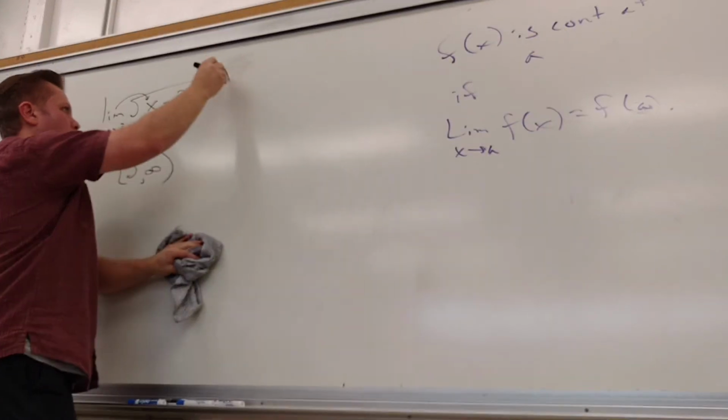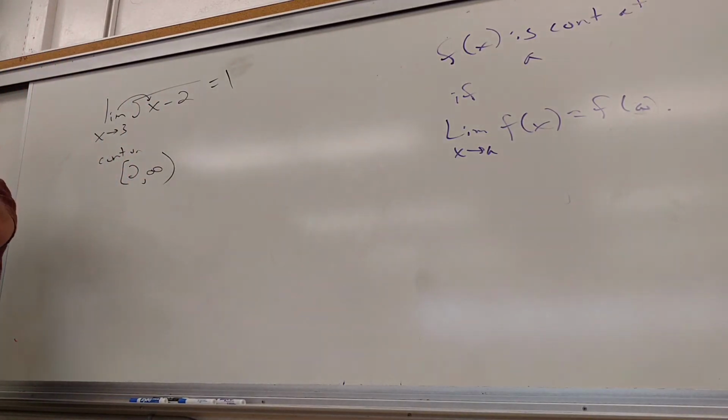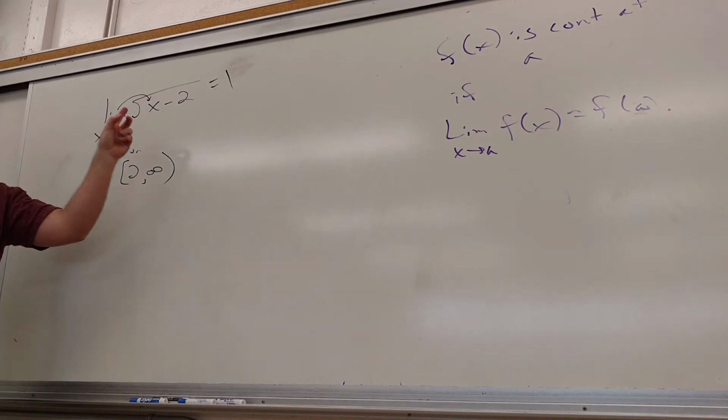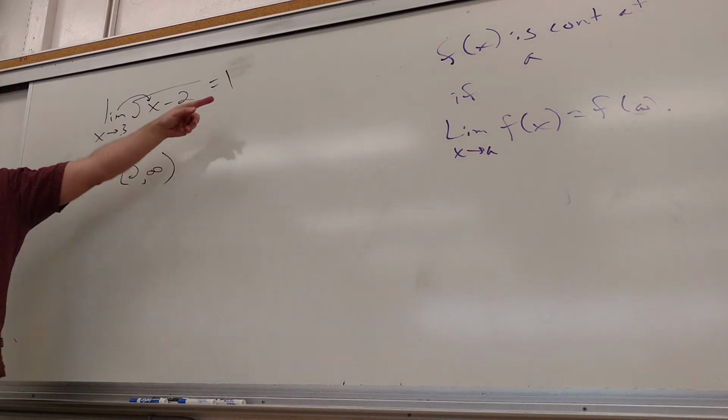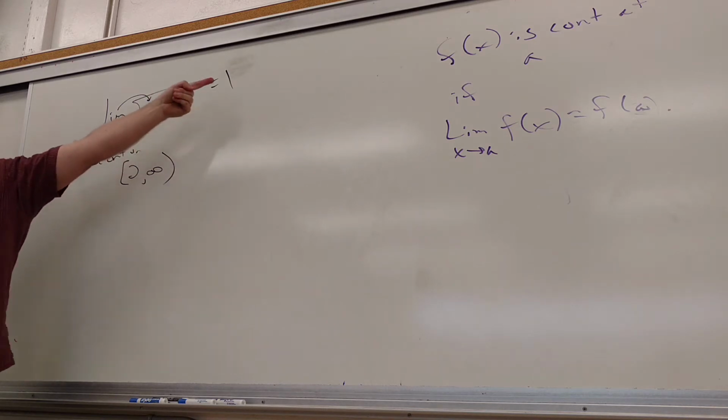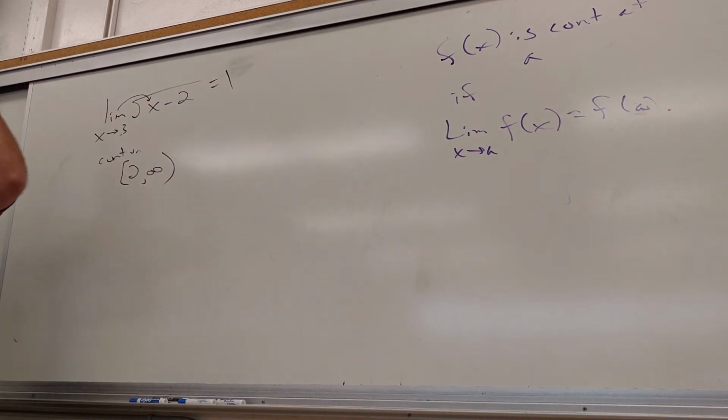But I really want you to see how this says the same thing that we did here. This limit is 1, because when you plug a 3 in, you get 1. It's continuous at 3, therefore the limit at 3 must equal what? What's the definition of continuity? The limit as you approach 3 must equal the function value at 3. And the function value at 3 is 1. That's why I'm allowed to plug 3 in.